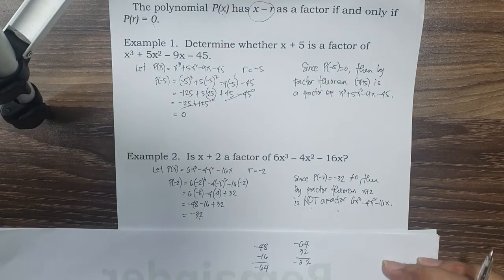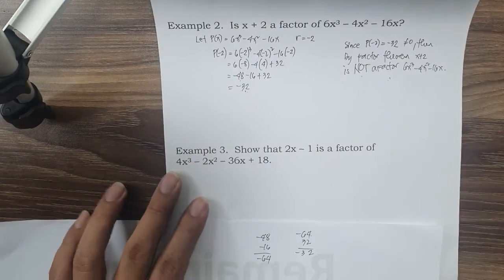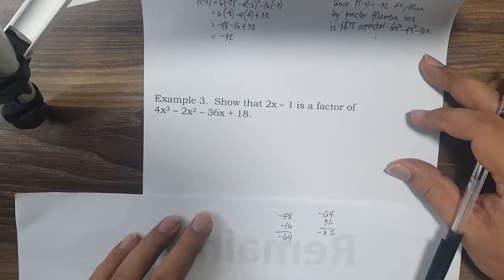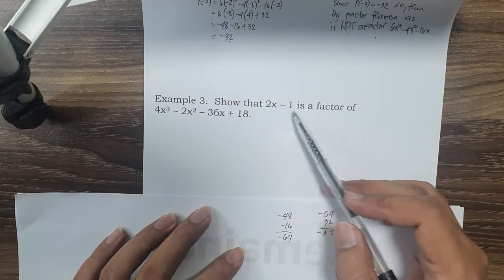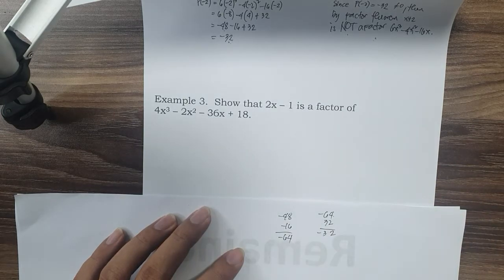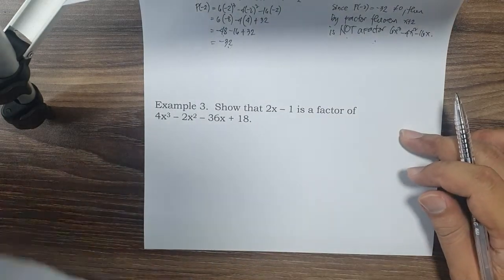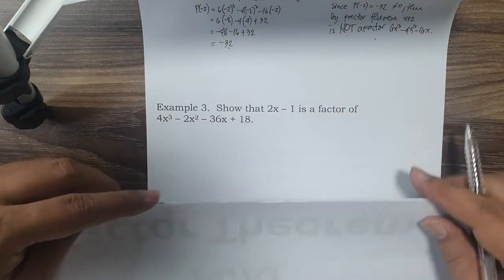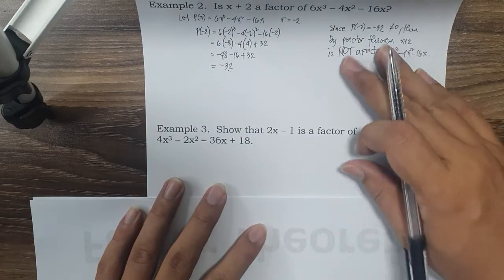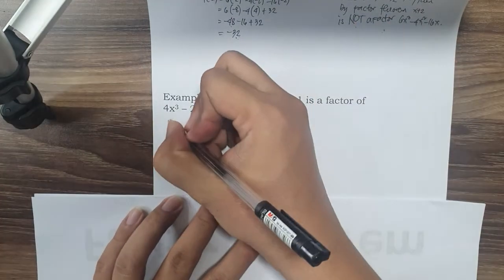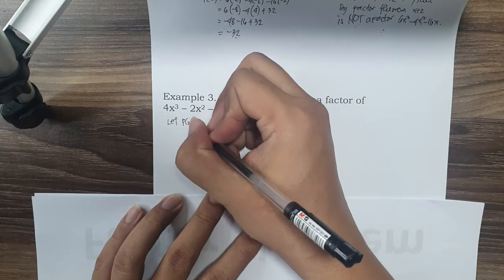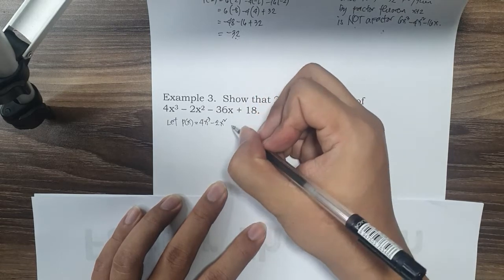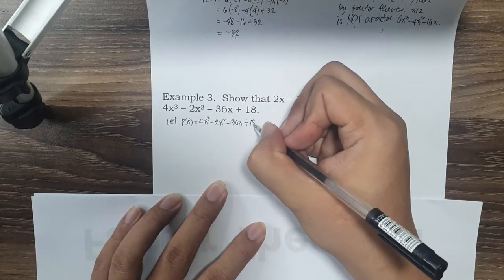Okay? So, let's have the last example. Paano gagawin dyan? Show that 2x minus 1 is a factor of 4x cubed minus 2x squared minus 36x plus 18. So, paano gagawin natin dyan? So, the same process pa din. We let P of x be equal to 4x cubed minus 2x squared minus 36x plus 18.